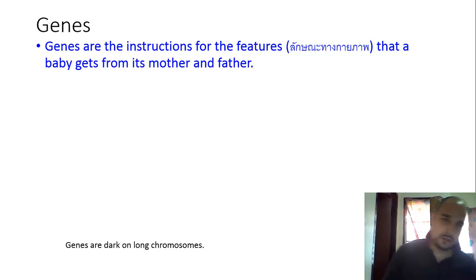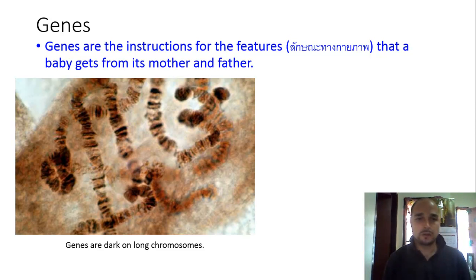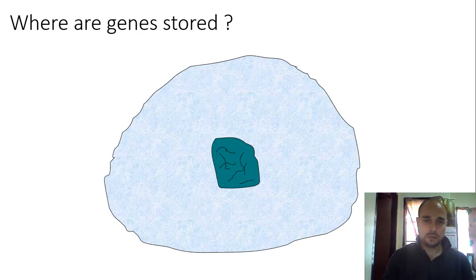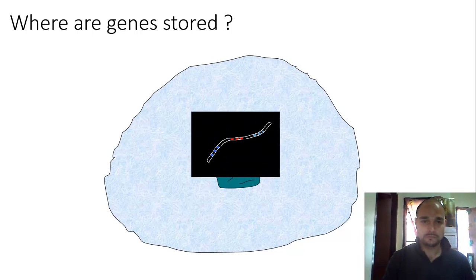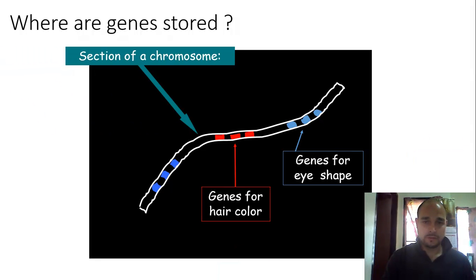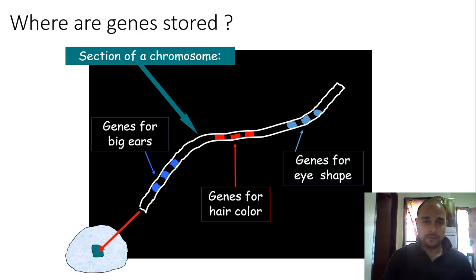Okay, genes. Genes are the instructions for the features that a baby gets from its mother and father. Here's a picture of genes. So genes are dark bands on long chromosomes. Pause the video if I'm going too fast and you need to write this down. Where are genes stored? In a cell, take a guess. Stored in the nucleus.